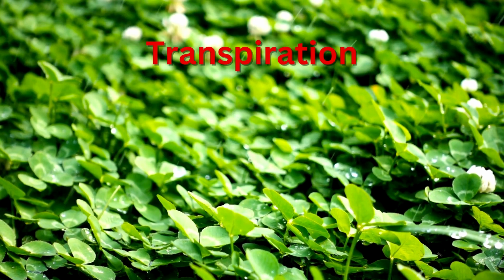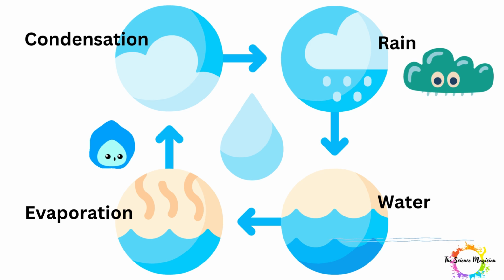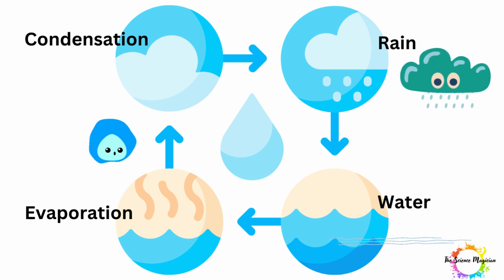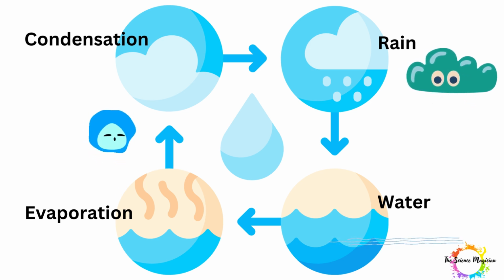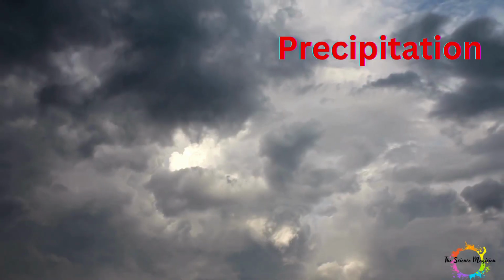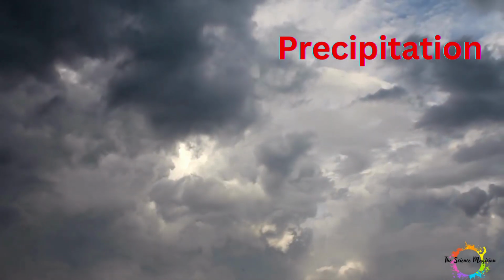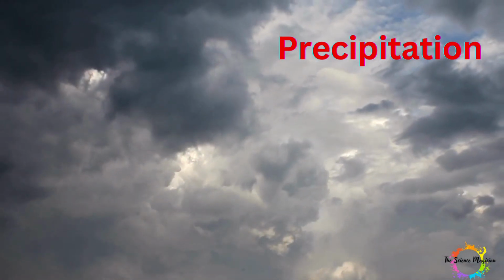tiny water droplets, forming clouds. This process is called condensation. When the clouds get too heavy with water droplets, they release the water as rain, snow, sleet, or hail.